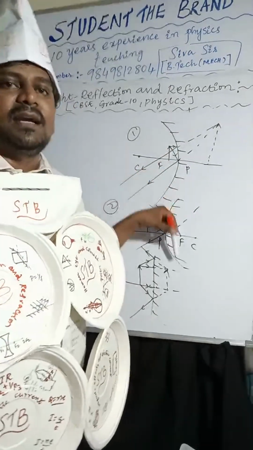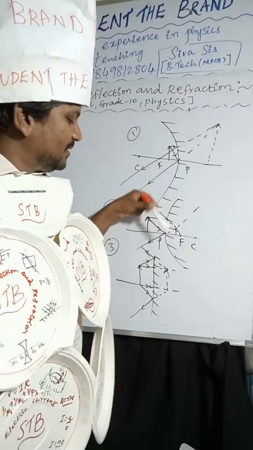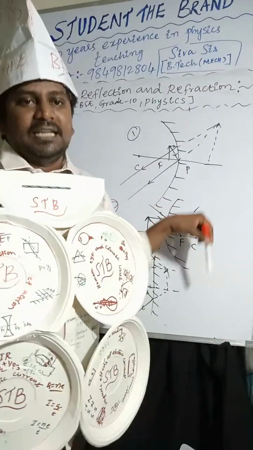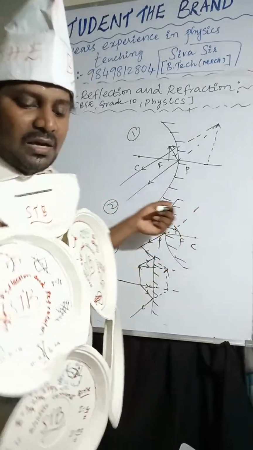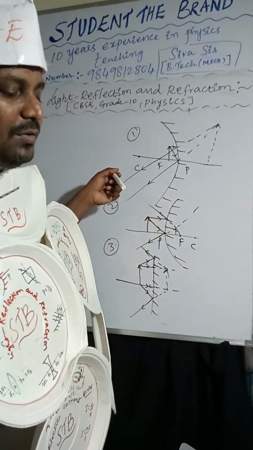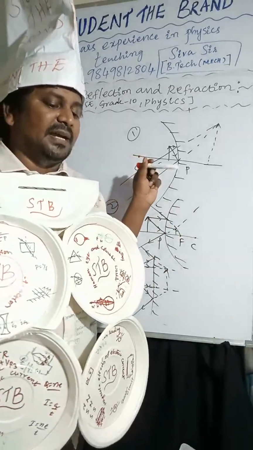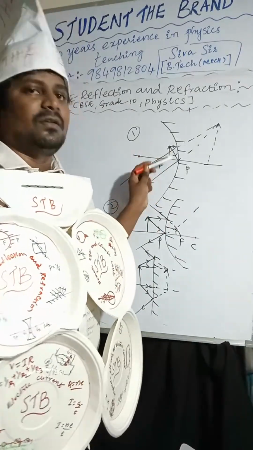In the second case, virtual, erect and diminished. In the third case, virtual, erect and same size. Understood or not? So very, very important. You need to understand. You have to observe by looking into the mirror.